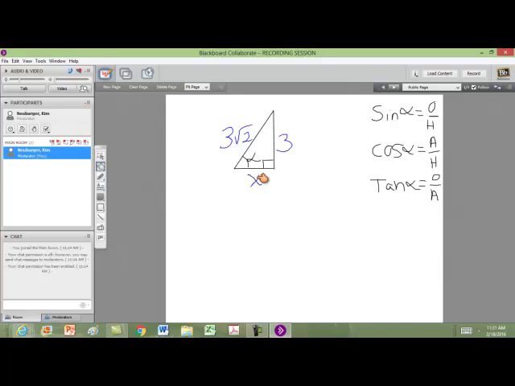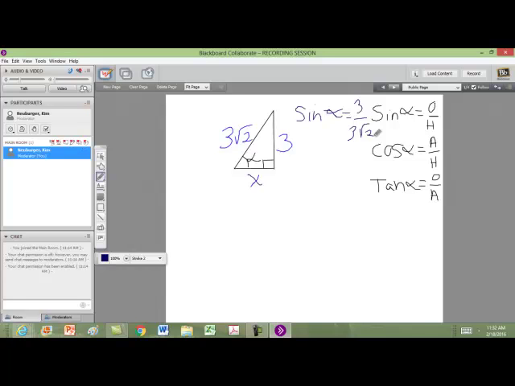Our sine, cosine, and tangent were the ratios where sine of alpha was the side opposite it over the hypotenuse. In this case, we have those values. The one across from it or opposite it was 3, and the hypotenuse is 3 square root of 2. So if I wanted to find the sine of this particular triangle, I could already say that sine of alpha equals 3 over 3 square root of 2.